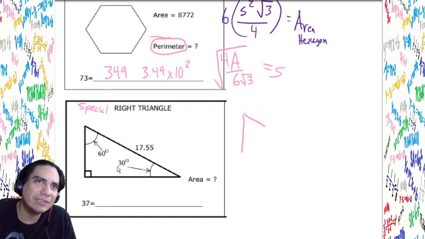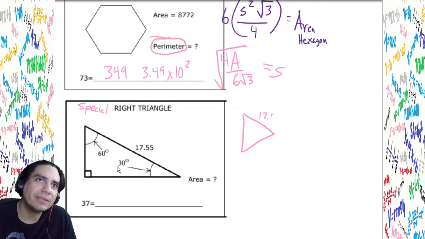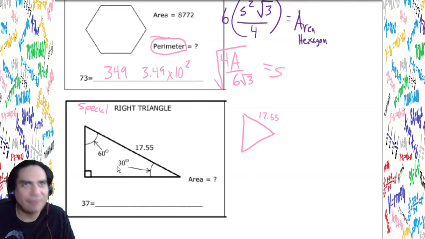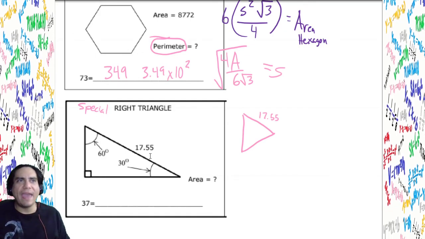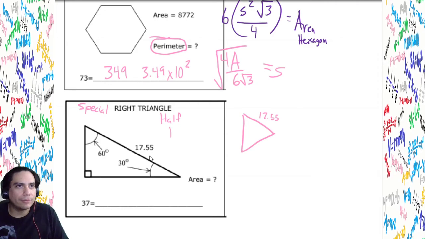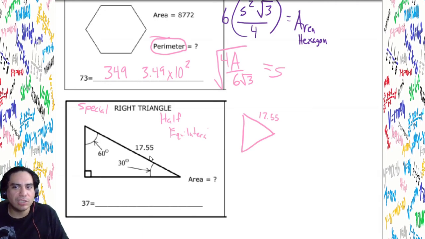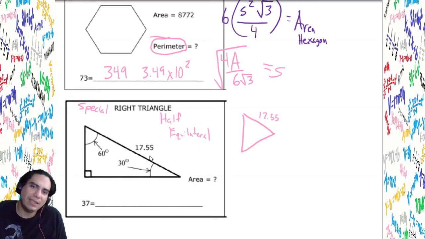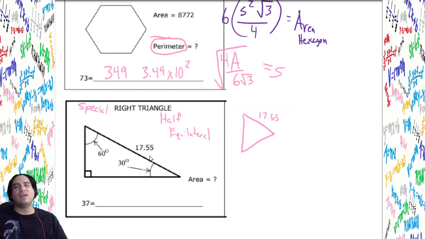They gave us the equilateral triangle, but they don't want the whole area. I mean, they gave us the side here. At the end, we get that area and divide it by 2. We cut it in half because this is half an equilateral. We've been looking at it all night, ladies and gentlemen. So this is half an equilateral. So we get the area cut in half. So we want half that equilateral triangle.